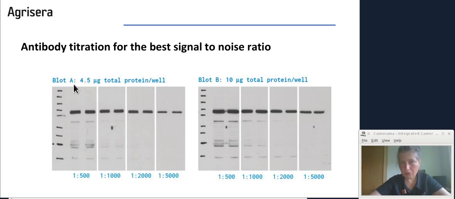The antibody has to be also titrated for the best signal-to-noise ratio. Here you have two examples, two different protein loads combined with different dilutions of the primary antibody. So once we obtain a correct target band, we can play around a little bit with protein load and antibody concentration to get an optimal and clean Western blot.